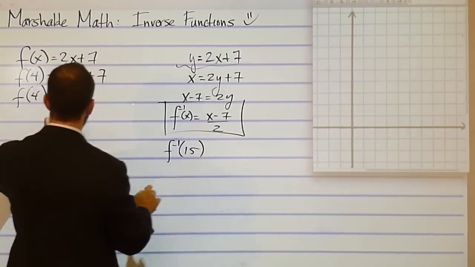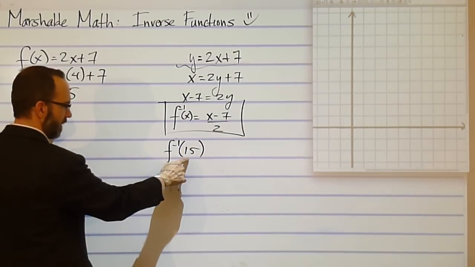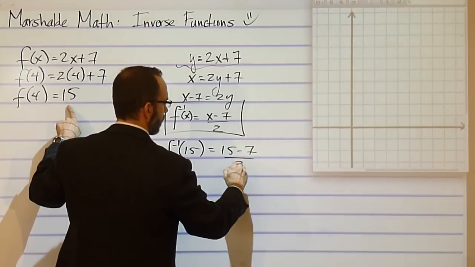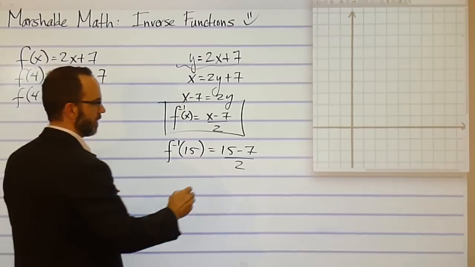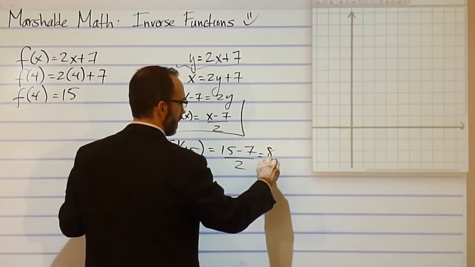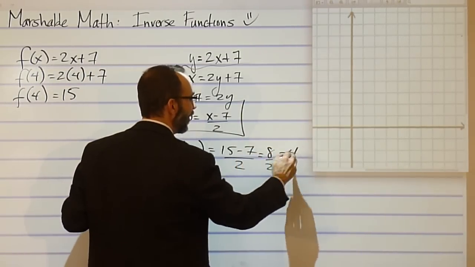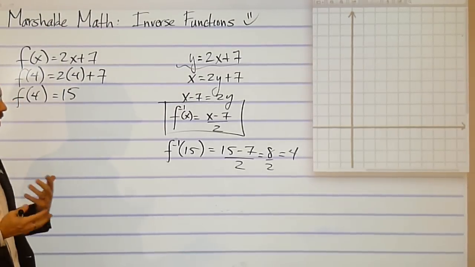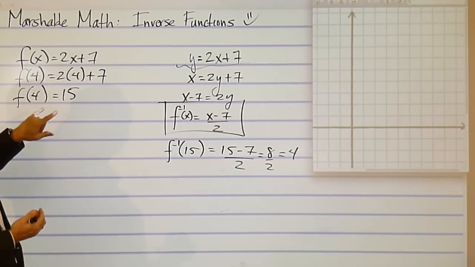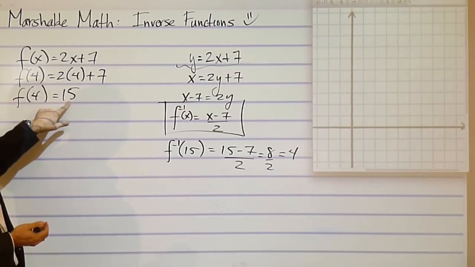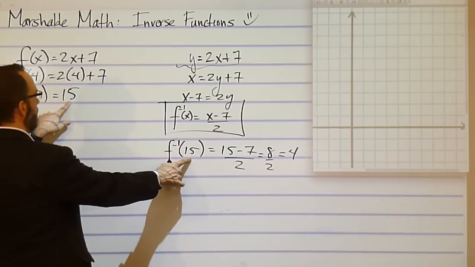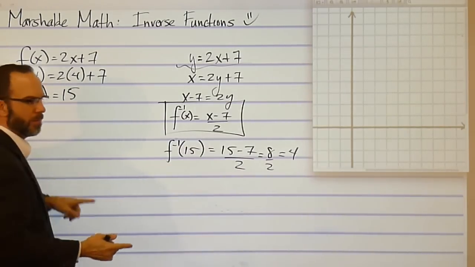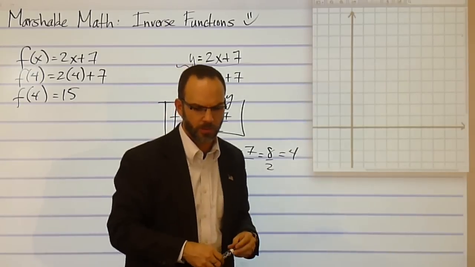15. The output for the f becomes the input for the inverse. What is that? 15 minus 7 all over 2. What's 15 minus 7? Is that 8? 8 over 2. Woo-hoo! I get 4. So here's what's going on: I am finding the function that will take my output as its input and give me my input back as an output.